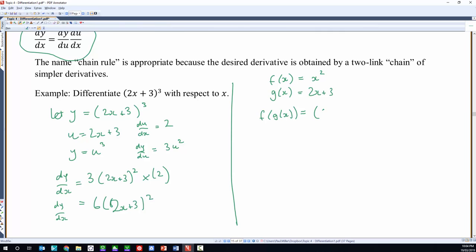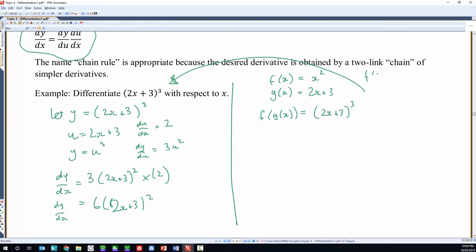So I'm going to take the x, replace it with 2x plus 3, and cube it. And what we get, this composition, is exactly the same as that. Okay, so when a function is composed of another function like this, what I do is I find the derivative of the outer function and multiply that by the derivative of the inner function.